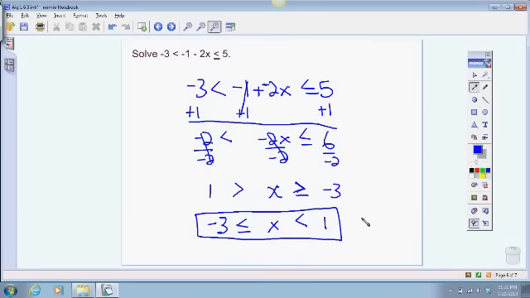Okay? But again, the basic concept of solving compound inequalities is the same as solving the regular 1 or 2 step inequalities we've been solving.